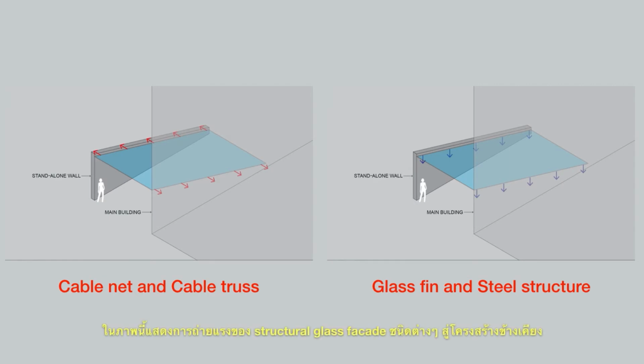This diagram shows how different facade systems interact to the main structure. The blue arrows on the right are how normal glass systems act to the boundary structure. The red arrows are how cable system will act to the given condition.